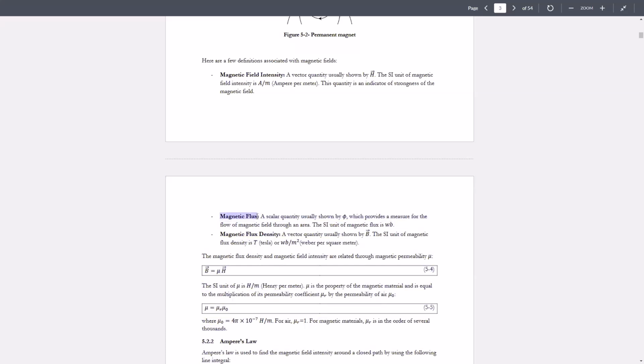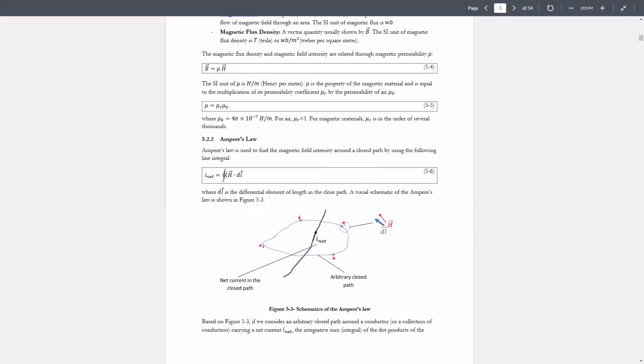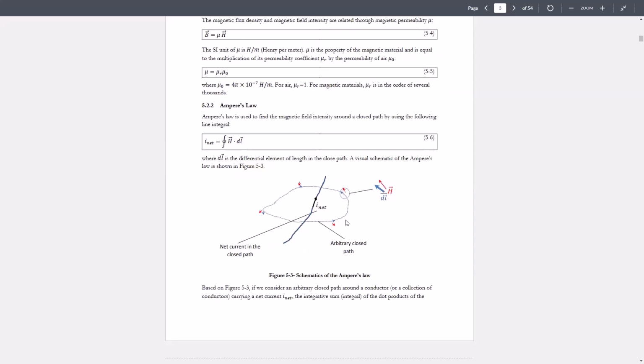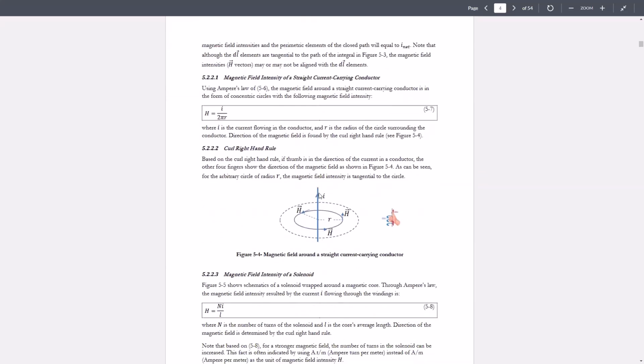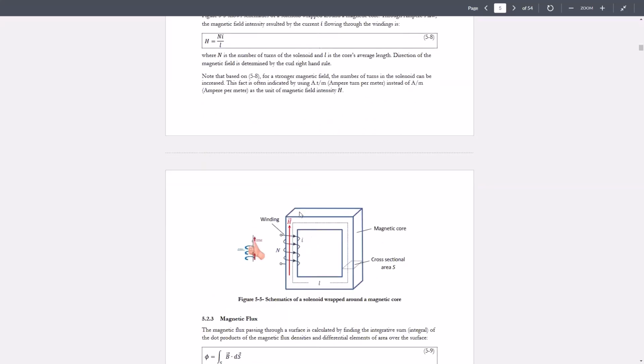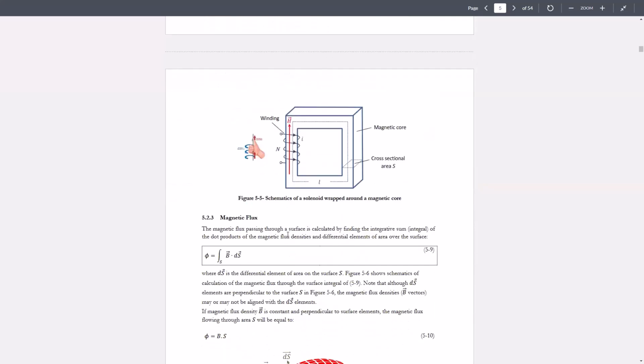And then we have magnetic flux, which is not a vector quantity. It is a scalar quantity, which shows how much magnetic field is passing through a certain area in the air. Then, to determine how much magnetic field intensity we have, we use Ampere's law, which shows the relationship between the current inside a conductor and the magnetic field existing around an arbitrary closed path around that conductor. Using Ampere's law for certain shapes, for example this straight wire, we could determine how much magnetic field intensity is around that conductor. And for another geometry, a solenoid, we could determine how much magnetic field we have. So there are two cases where we found the magnetic field intensity.